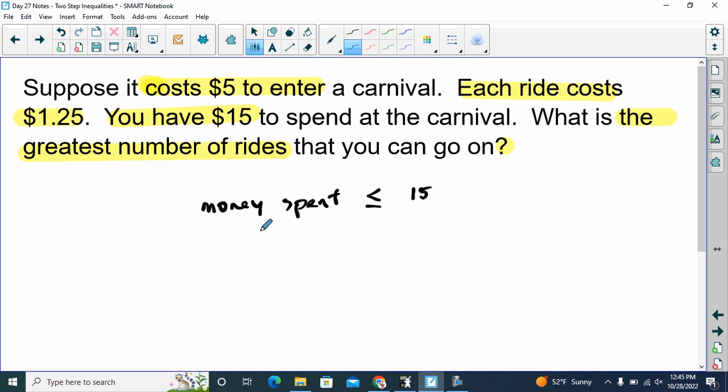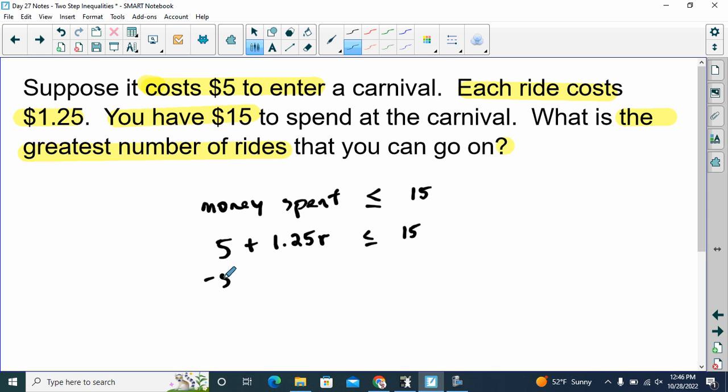Now, when we set up the expression for money spent, we want to think through what things cost us money. Well, it costs to get in the carnival. We have to pay $5 to get in. We only have to pay that one time, though, so just 5. Plus, each ride is costing us $1.25. So it's going to cost us $1.25 times the number of rides. I'm going to use R to represent the number of rides. And that needs to be less than or equal to 15.